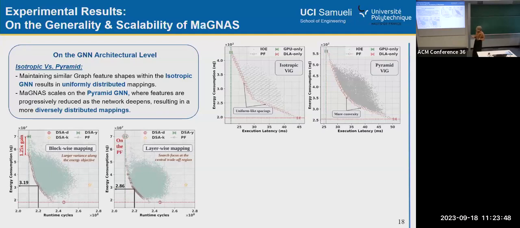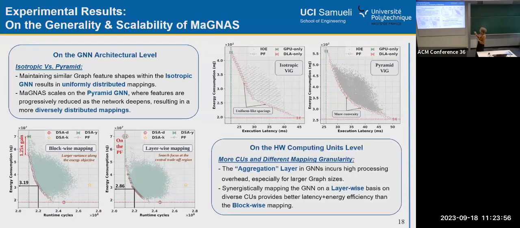Also, if we consider the mapping on just two computing units, it seems like a really simple problem. So in this case, we also increase the number of computing units with the Maestro experiment, and we also vary the mapping granularity. We compare the block-wise and the layer-wise mappings, and we can see that if we go with a finer-grain mapping strategy with the layer-wise mapping, we have an interesting trade-off in energy and latency, and we spot this area of the trade-off really quickly compared to the block-wise mapping.